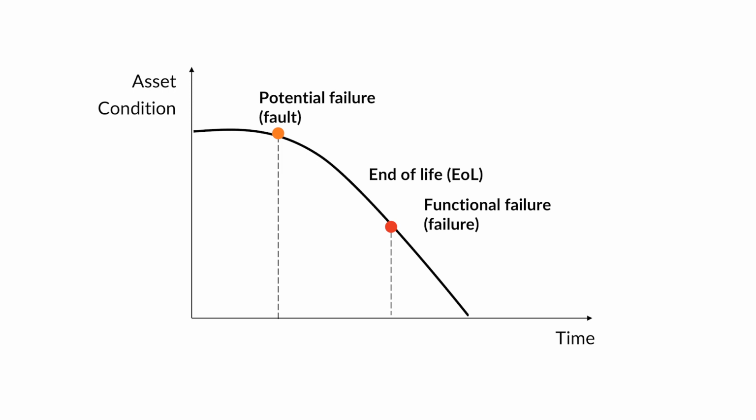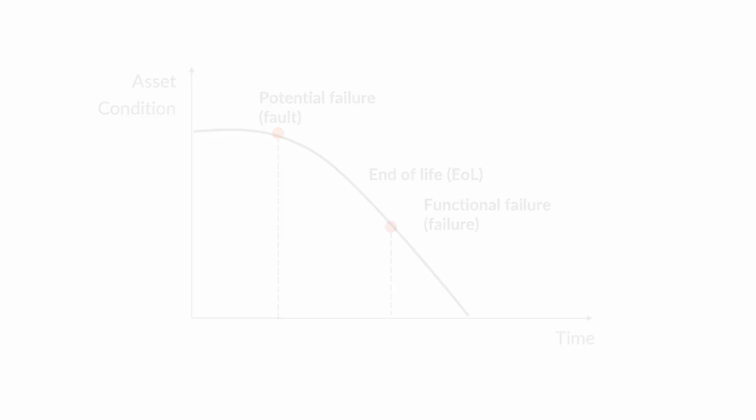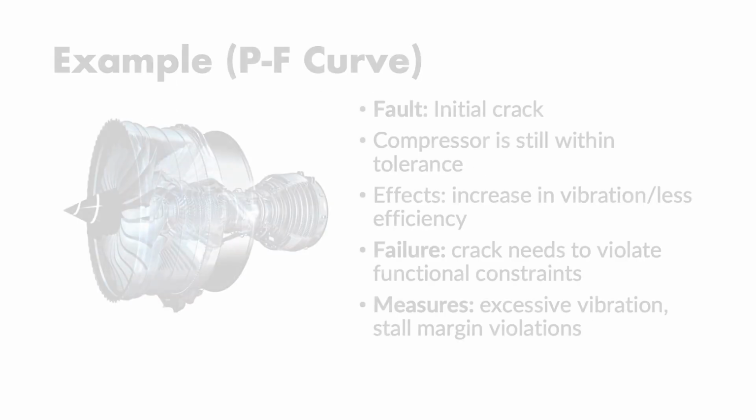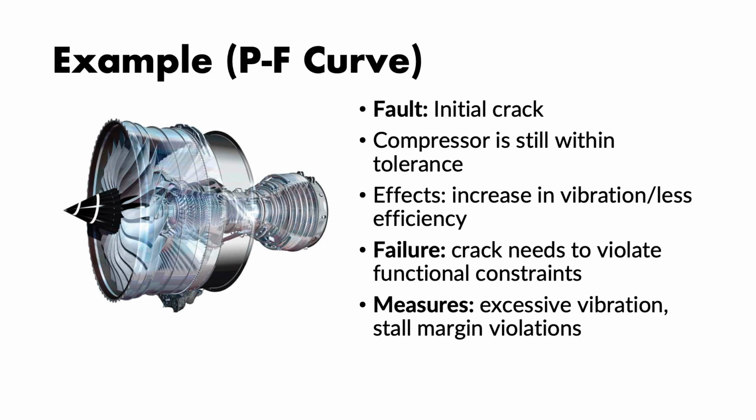And as you can see, it is predictable. So if it's predictable, we can apply it in prognostics. An example of the behavior of the PF curve is to have an engine. The point of potential failure is the initial crack. The compressor is still within tolerance, but you can still see the effects. So you have a high increase in vibration and you have less efficiency of the engine.